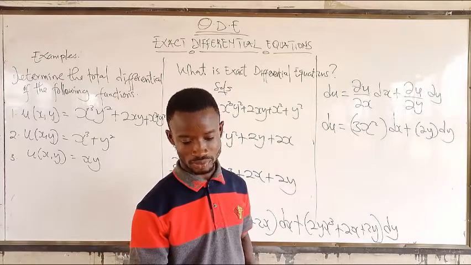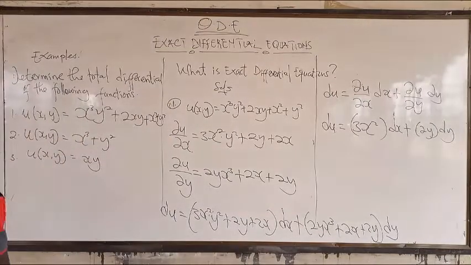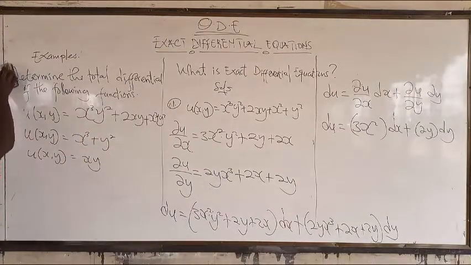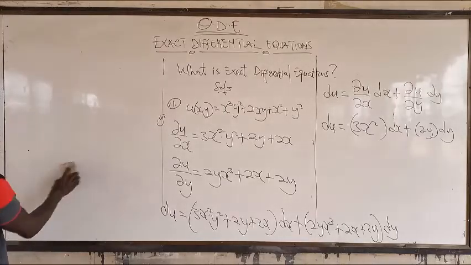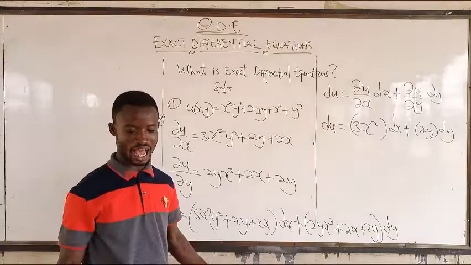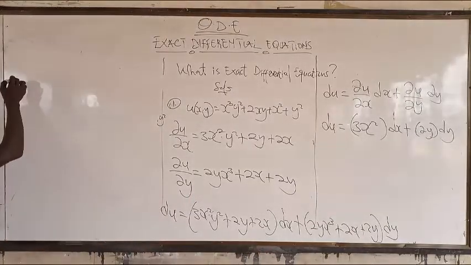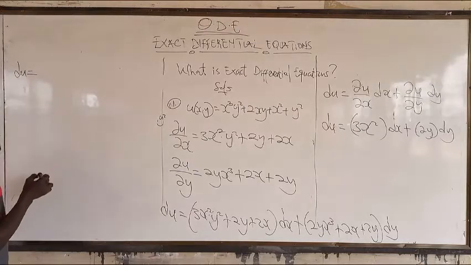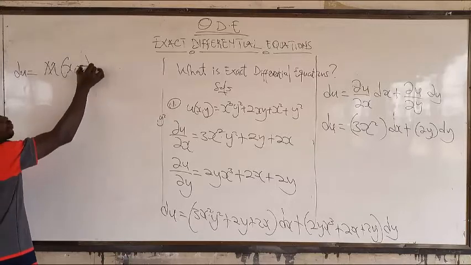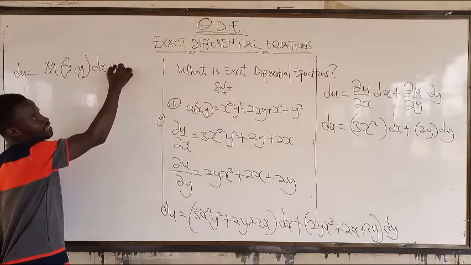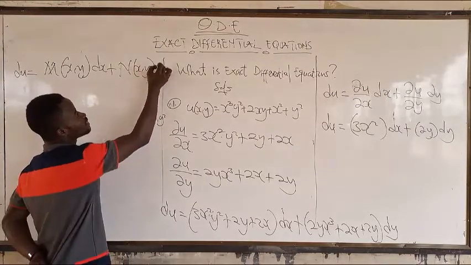Alright, so generally, the total derivative is what we have there. Now, the total derivative, which is du, is a function of x and y times dx, plus a function of x and y times dy.